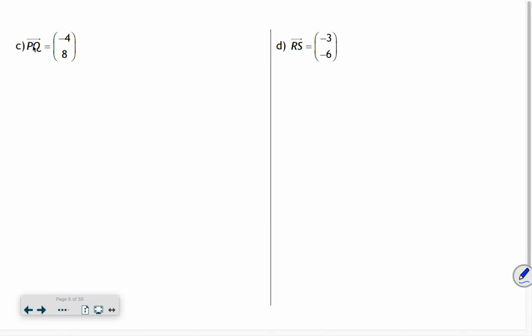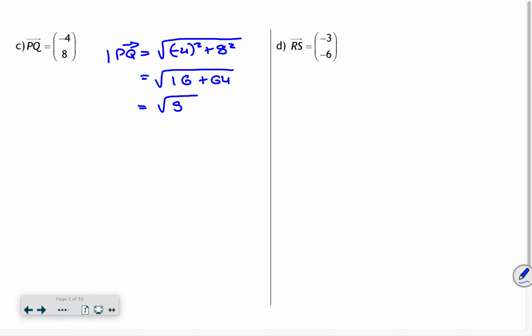Example C, let's find the magnitude of vector PQ. So I can say that the magnitude of PQ is going to be the square root of negative 4 squared plus 8 squared. So that's going to be the square root of 16 plus 64, which will give me the square root of 80. Simplify the surd, so that's going to be root 16 times root 5, which will be 4 root 5.